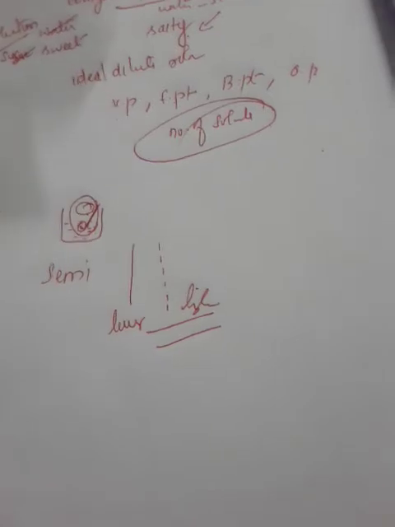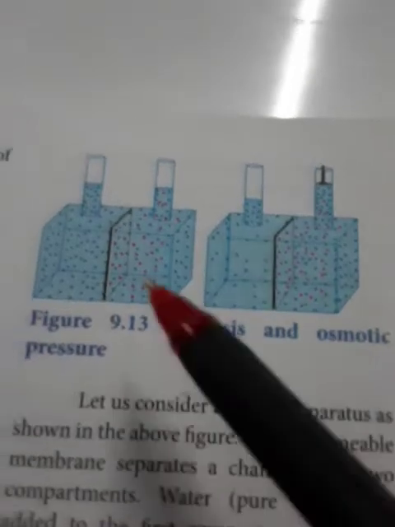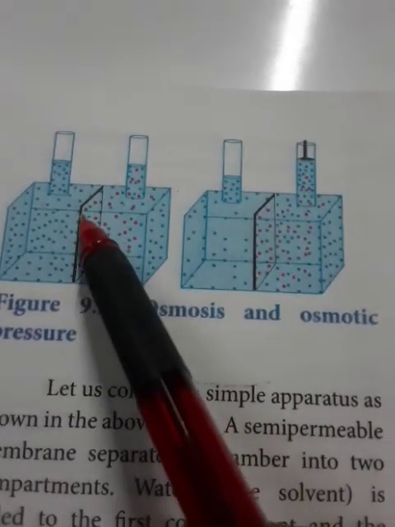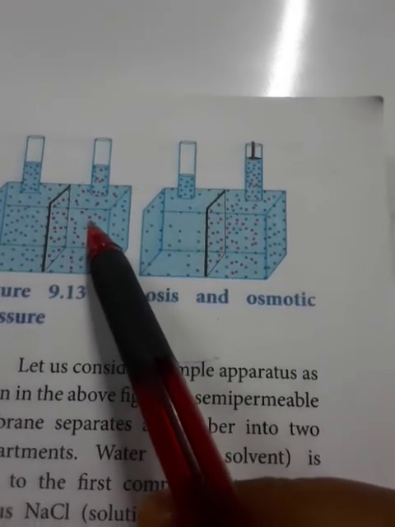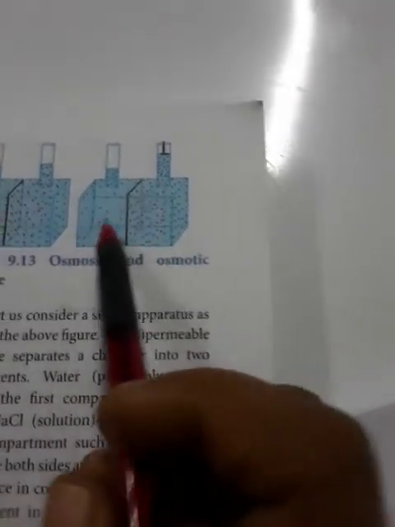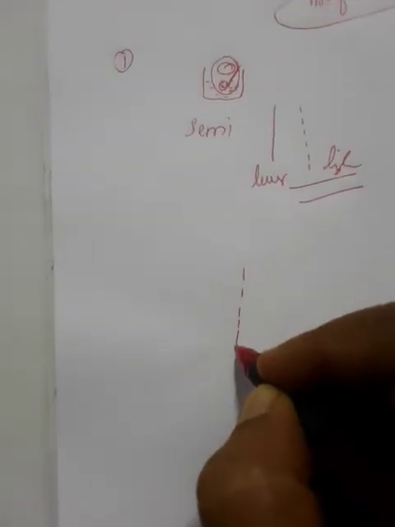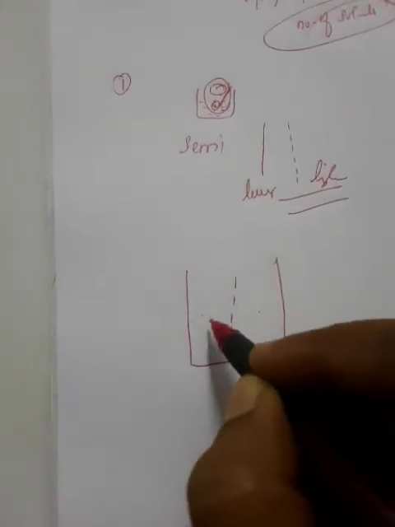For example, a diagram given in a book, I'll show that now. You see, this is one of the diagrams given in a book. This is the semi-permeable membrane. This is one type of solvent. This is another type of solution. See the red color and blue color dots. What they represent, I'll explain now. The semi-permeable membrane separates the chamber into two compartments.